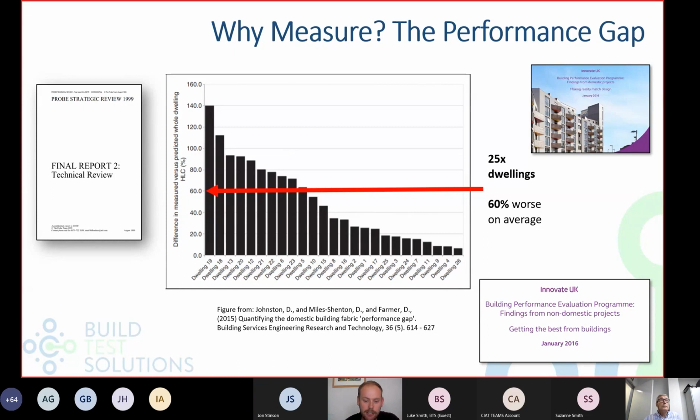So if we take this example, this is from a report in 2015 produced by Leeds Beckett University. They were looking at the whole building thermal performance, the heat loss coefficient of a sample of 25 buildings, and finding that on average they were 60% worse than the design expectation. So the design expectation is what all the guidelines are based on. It's what all our design work is based on when we think about retrofit. And these 25 buildings were 60% worse on average, with one there 140% worse than the design expectation.